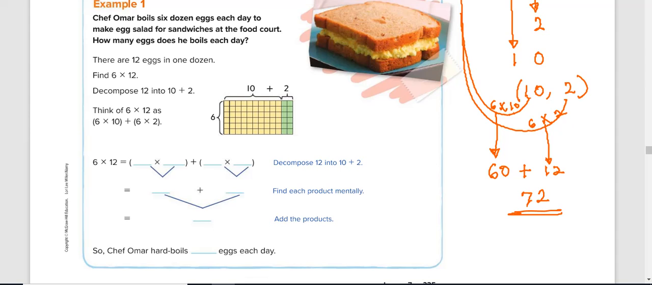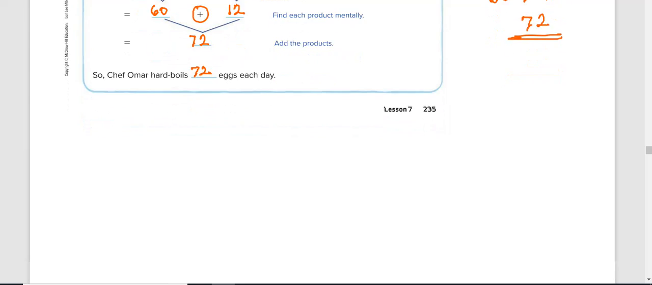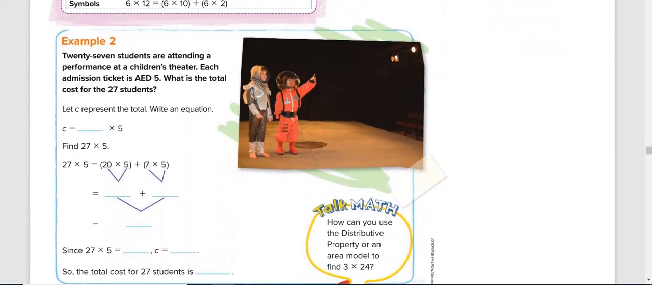So let's go to fill in the answers here. Like we said, we have the 12 separated or decomposed into 10 and 2. Next, you use the 6 to multiply each of these numbers, 10 and 2. 6 times 10, 60, 6 times 2, 12. You add together, 60 plus 12 will give you 72. Final answer. So this is the concept of distributive property. It's very useful in multiplying big numbers.